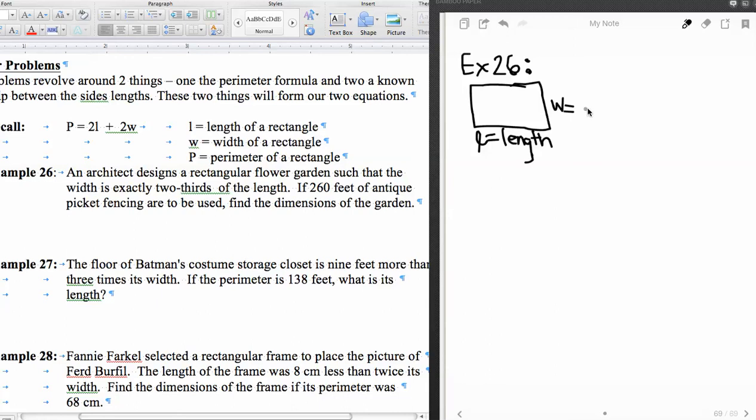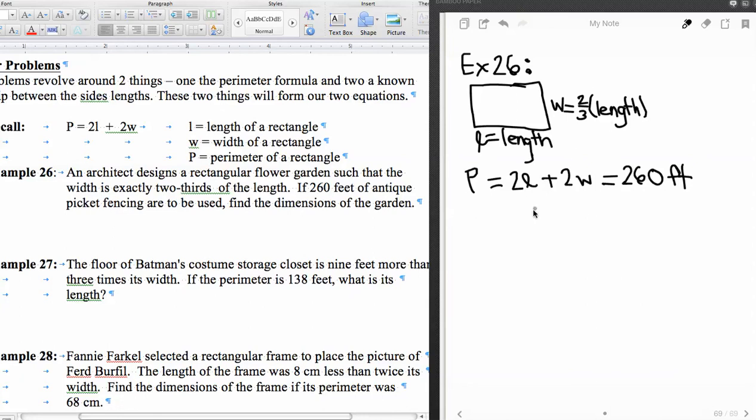And I'm going to say that W, the width, is 2/3 of, which means multiply, so I'm going to put parentheses around it, the length, just like that. Now, I also know that the perimeter of a garden is equal to 2 times the length plus 2 times the width. And that perimeter has to be the same as the length of the antique fencing, which is 260 feet. So we have one equation right here and a second equation right here.